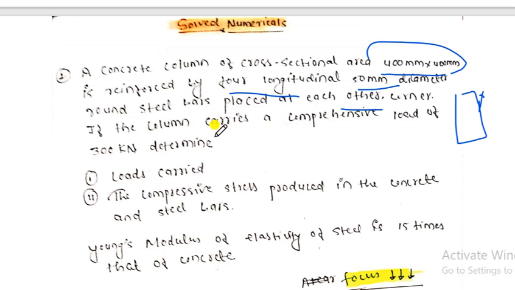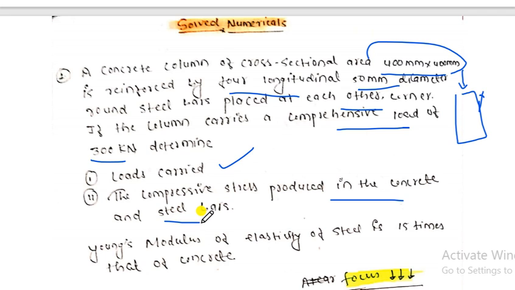So if the column carries a compressive load of 300 kilonewtons, as you know a column is a compressive member, so it must carry a compressive load of 300 kilonewtons, meaning the total compressive load carried by the column is 300. So calculate the load carried separately by the concrete and separately by the steel. Similarly, we have to calculate the compressive stress produced in the concrete and the steel bar separately.